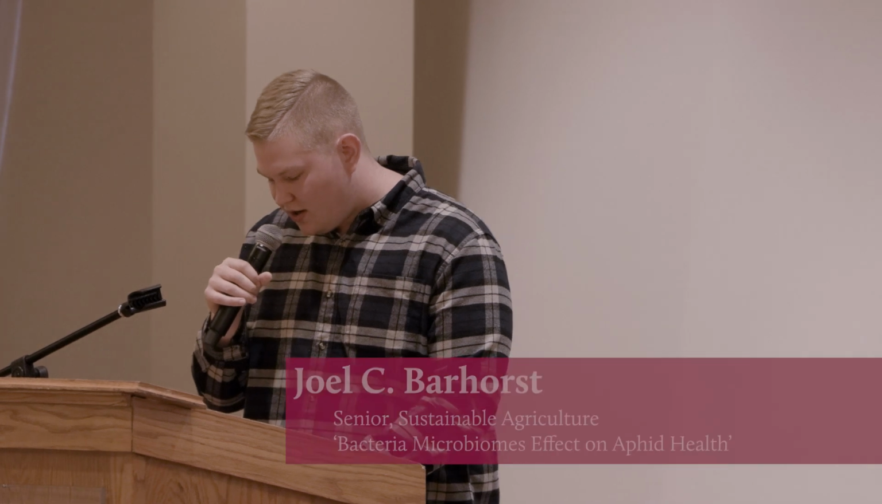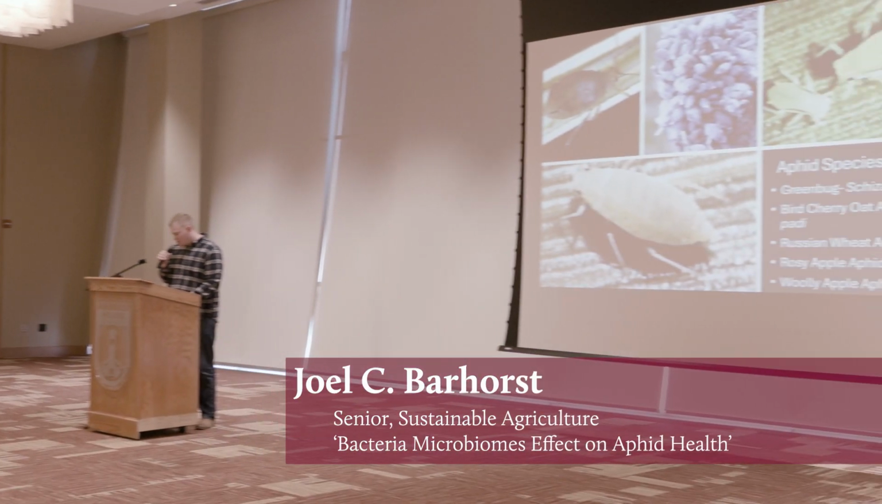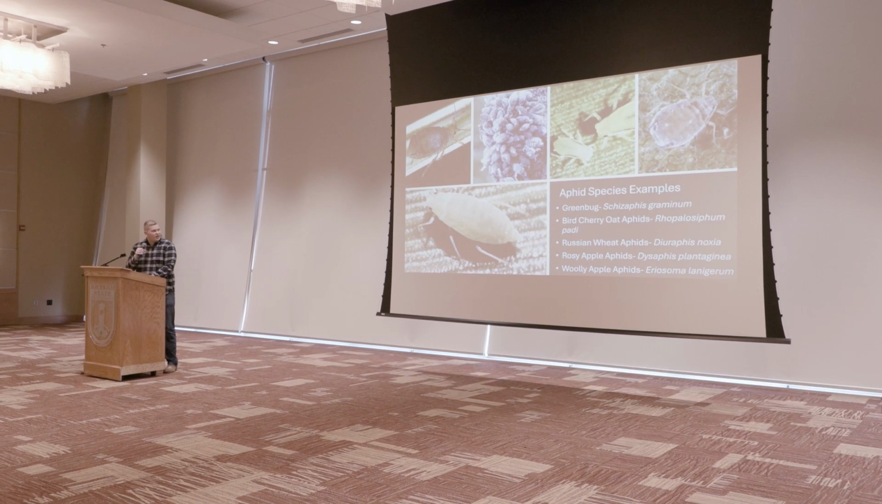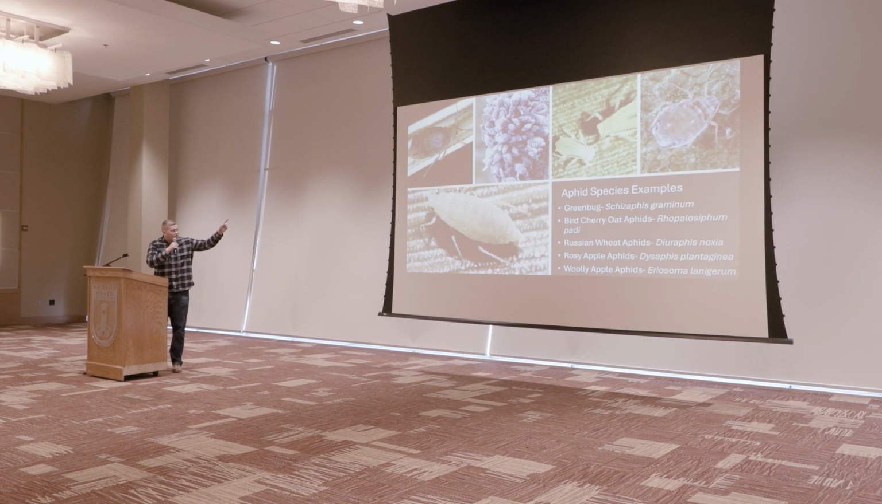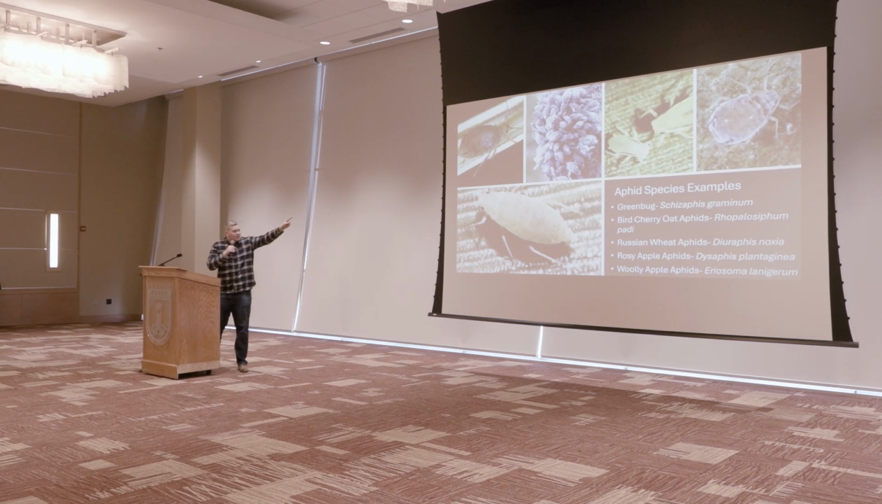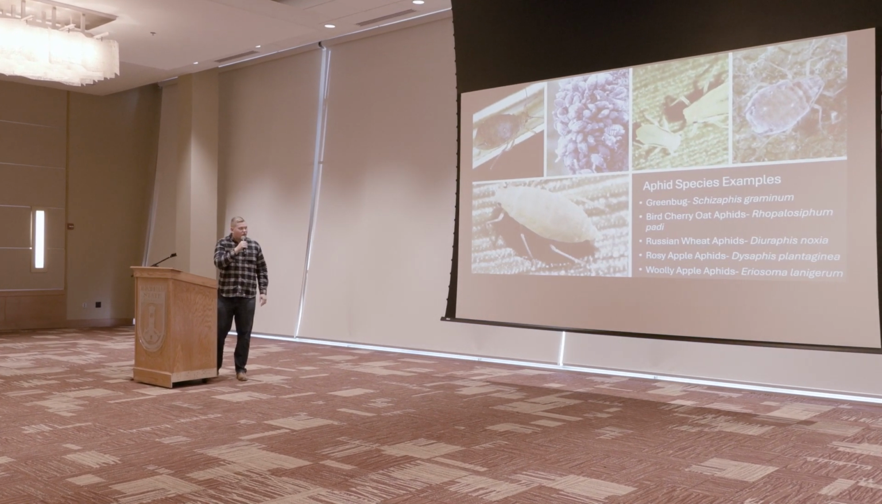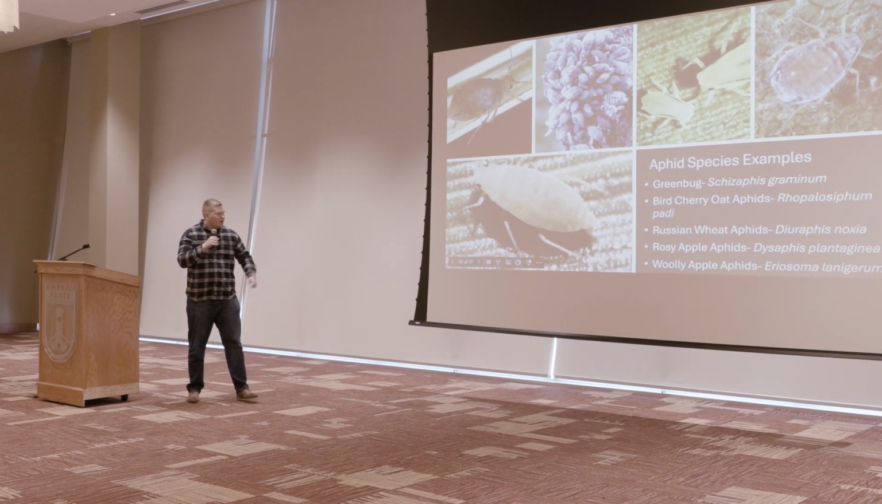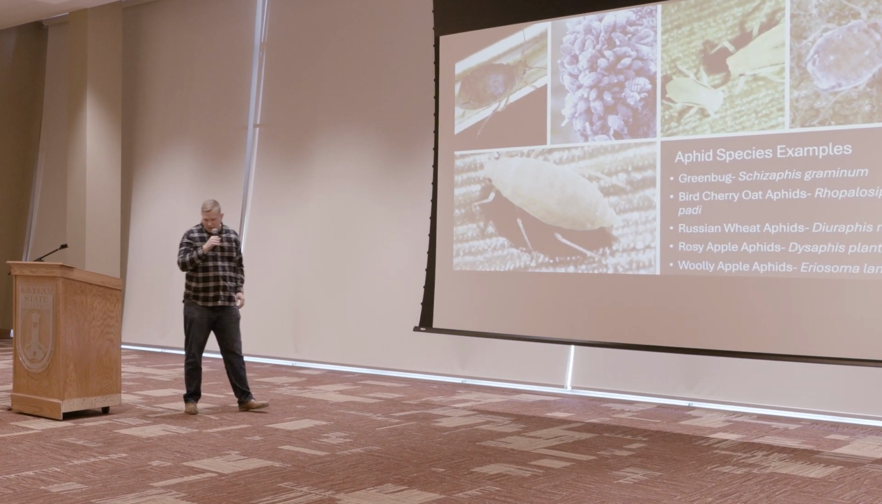So here are images of different aphids, which are the greenbug, bird cherry oat aphid, Russian wheat aphid, rosy apple aphid, and woolly apple aphid. So right up there, that is the bird cherry oat aphid to the top on the left. And then the woolly apple aphid is right there, you see those right there. The greenbugs are on the top, right there, if you can see them. And then right here, this is the Russian wheat aphid.